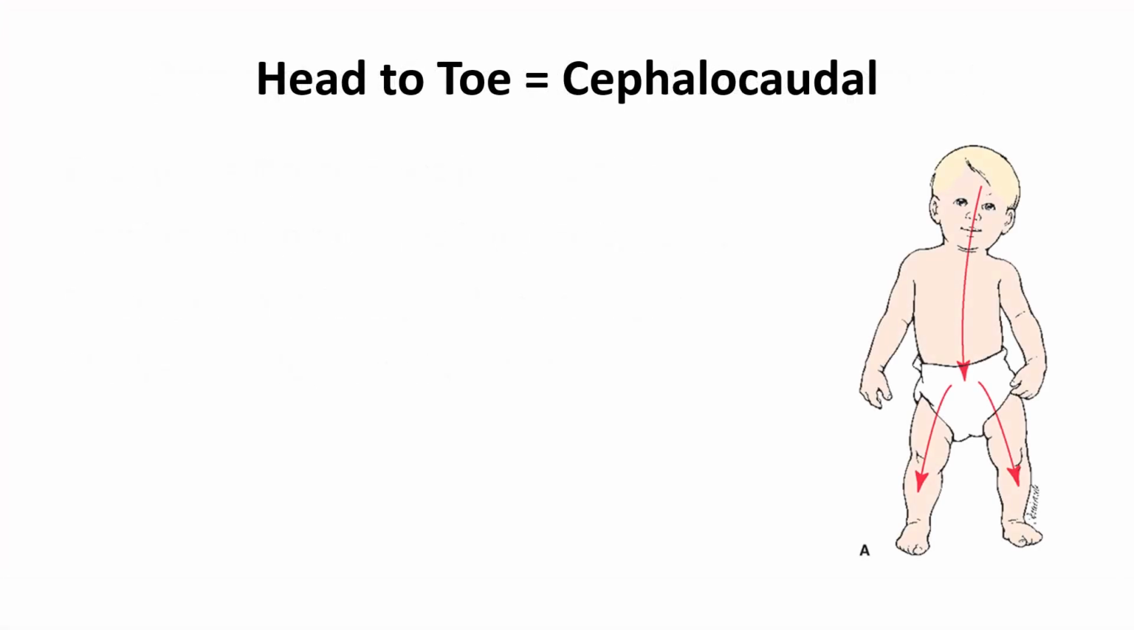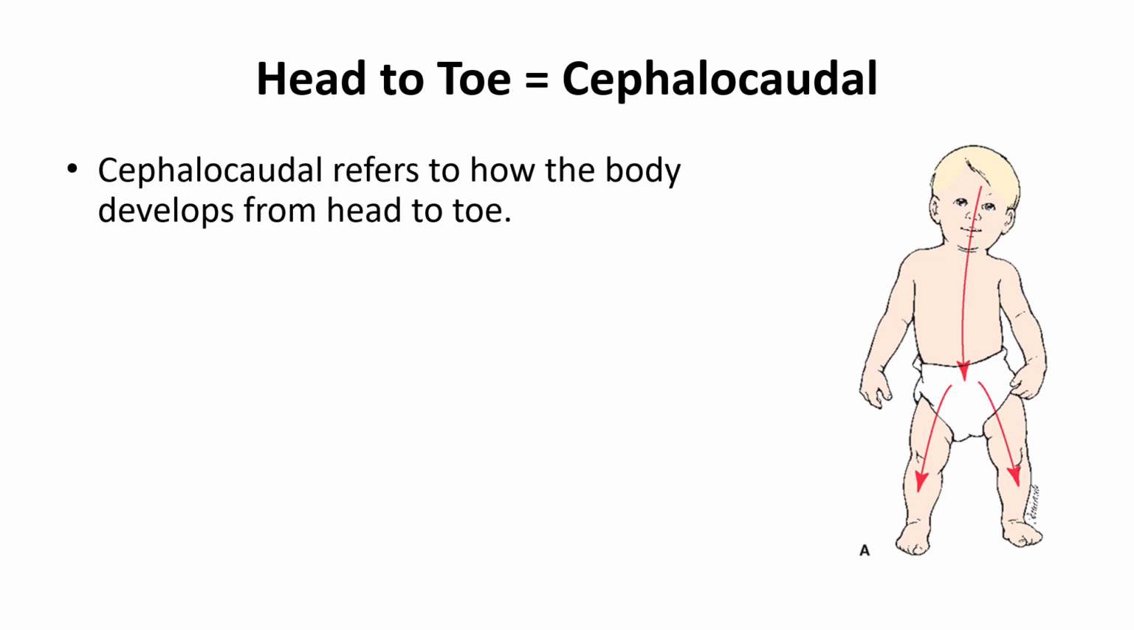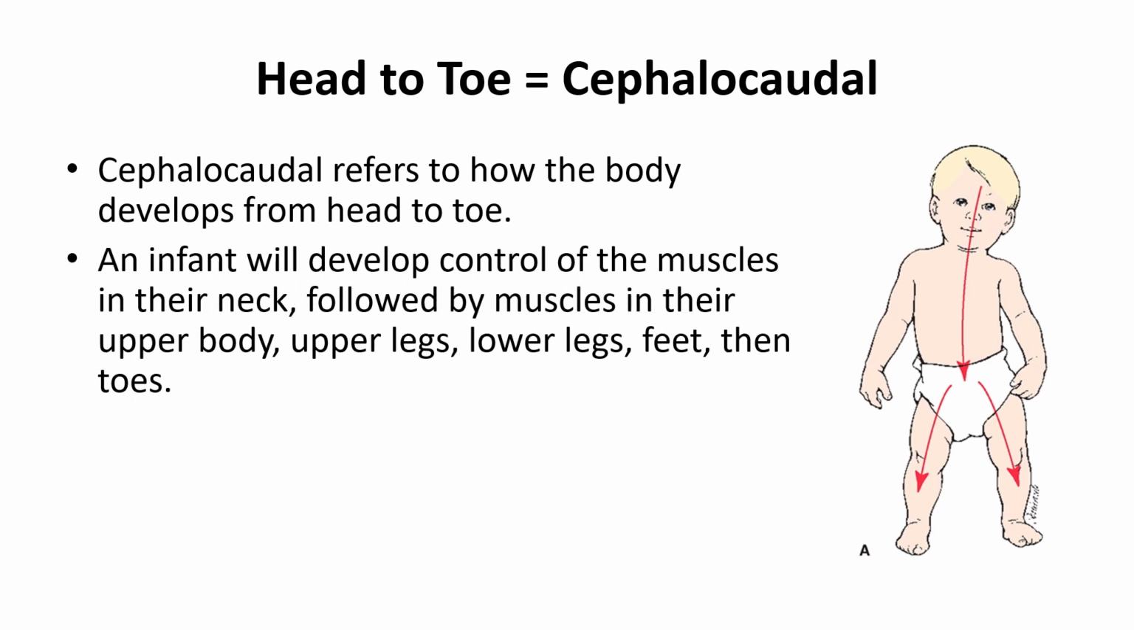The next slide here shows cephalocaudal development, which is the fancy term to define how development happens from the head to the toe. An infant will develop control of the muscles of their neck, followed by muscles in their upper body, followed by muscles in their upper legs, lower legs, then feet, then toes. So if you've ever held a brand new baby, you know that you have to support their neck. You have to hold their head because their neck isn't strong enough to hold their head yet. So development starts up at the head, goes neck, and follows downward.